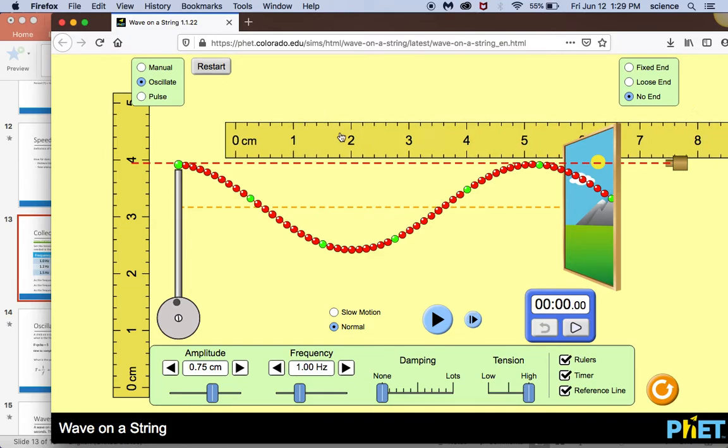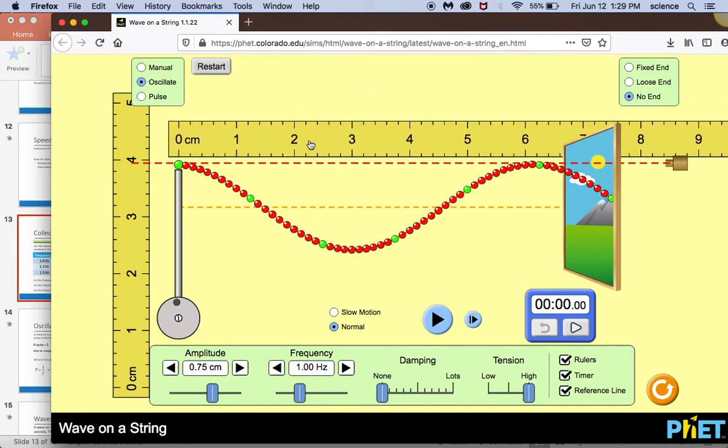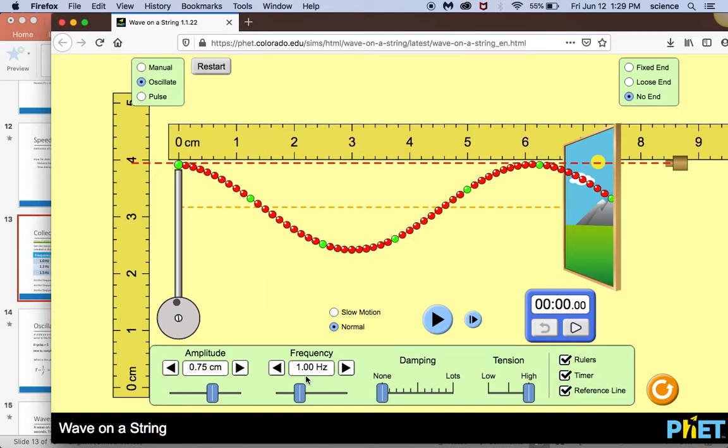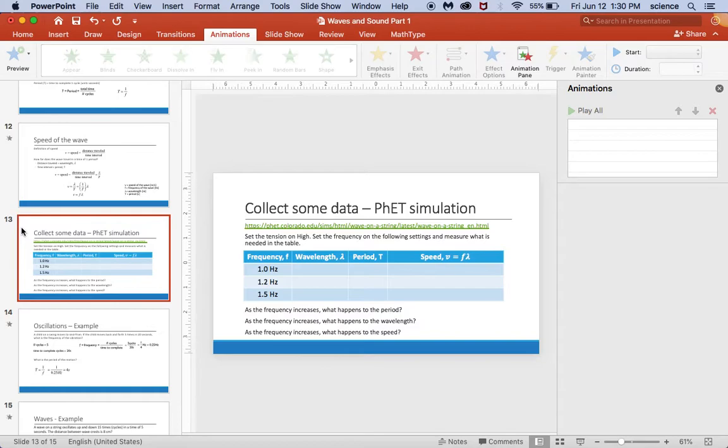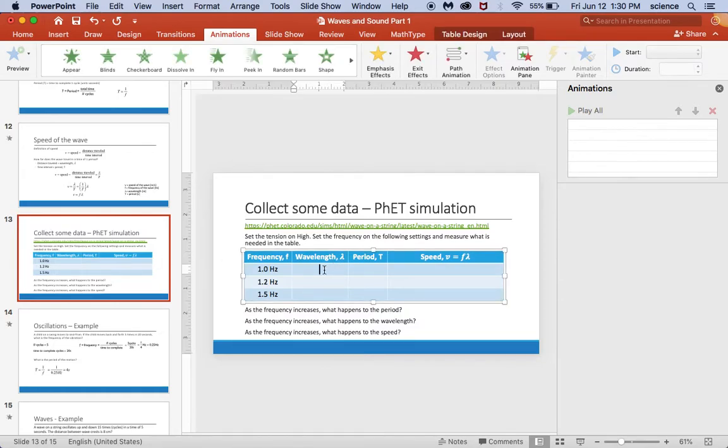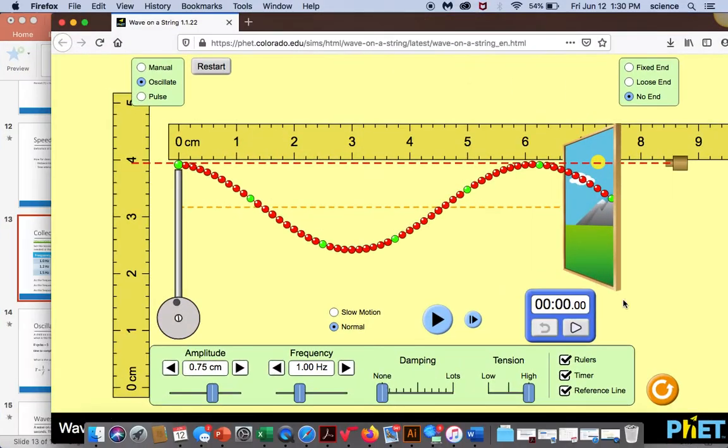So the first thing I'm going to do is measure the wavelength. When the frequency is set at 1 hertz and the tension is on high, there's no damping, so I can measure the wavelength. Here would be my 0 mark, and over here I think it's probably 6.1. It's between the 6 and the 0.2, so I would say 6.1. I'm going to put my wavelength as 6.1 centimeters. And now I'm going to measure what my period is.